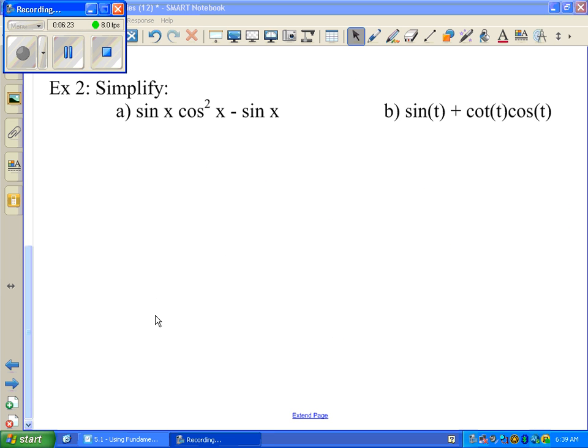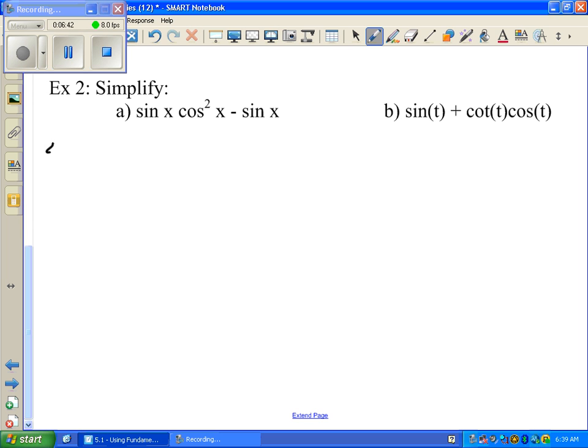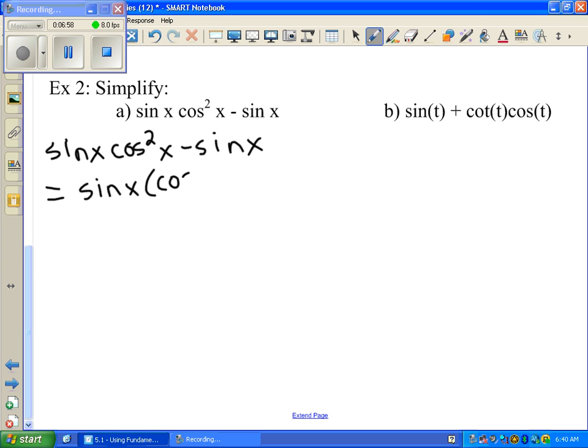This next example asks us to simplify these two expressions. Let's look at letter A. I hope you guys notice that you can factor a sine out of both terms here. That's what I'm going to do first. I'll start out by writing my expression. So I have sine x cosine squared x minus sine x, and that is equal to, I can divide both terms by a sine of x, and I'm left with cosine squared x minus 1.